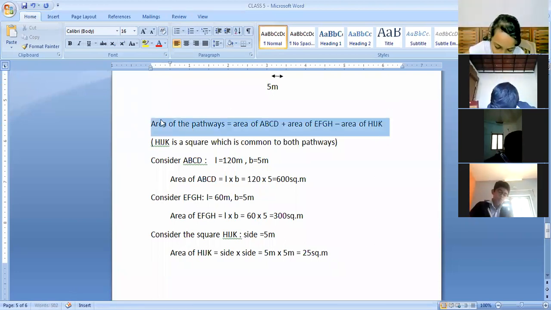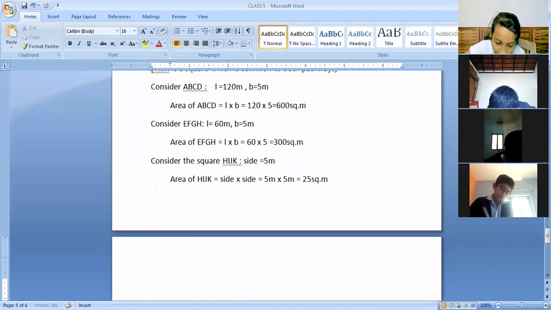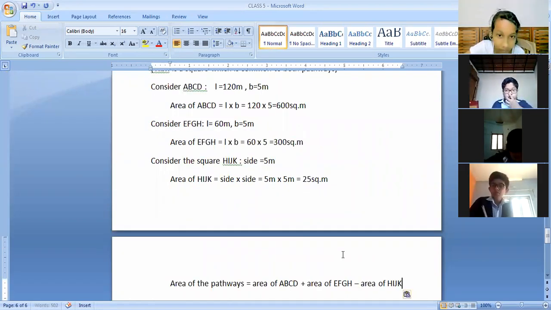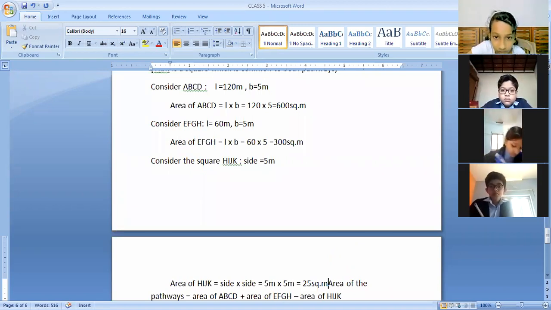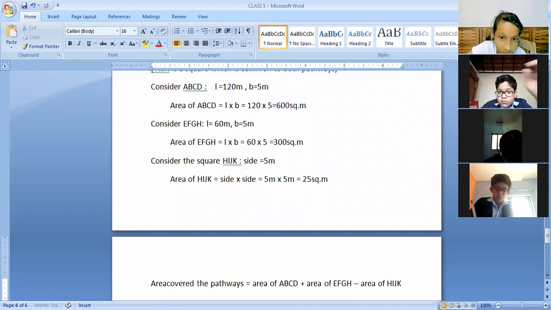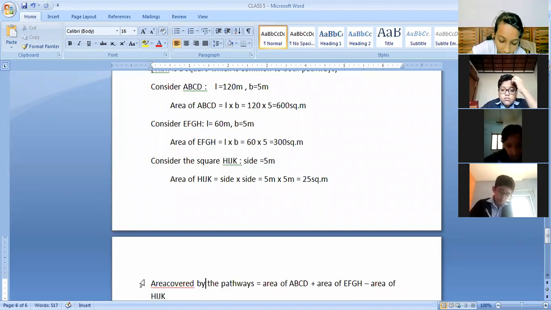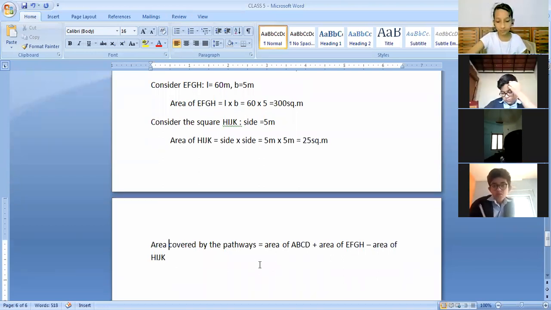Okay, so let's find out this. What we have to find in the question? What we are asked to find? We need to find the area of the path. Area covered by the pathway. So area covered by the pathway will be equal to area of ABCD plus area of EFGH minus area of HIJK. Is that correct?